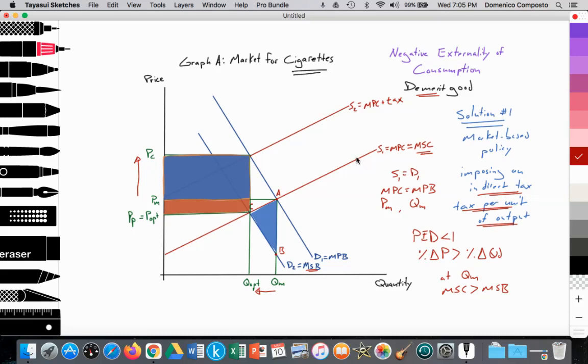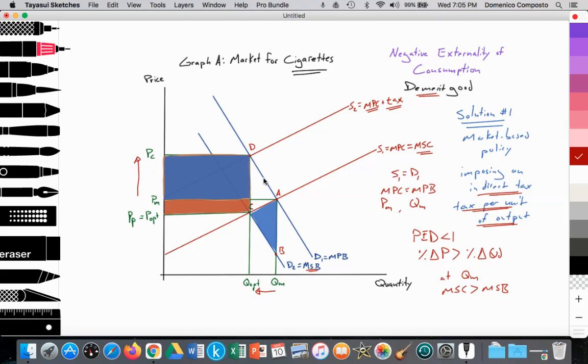That has the effect of shifting the supply curve in from S1 to S2, which again is equal to MPC plus the tax. That creates a new equilibrium, at point D, providing the higher price paid by the consumer, labeled PC, and then PC minus the tax provides the price received by the producer, which is labeled PP, which is equal to the optimal price.